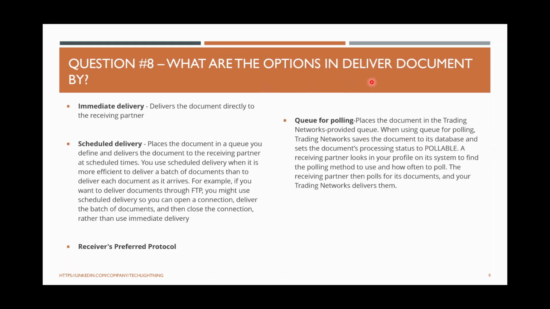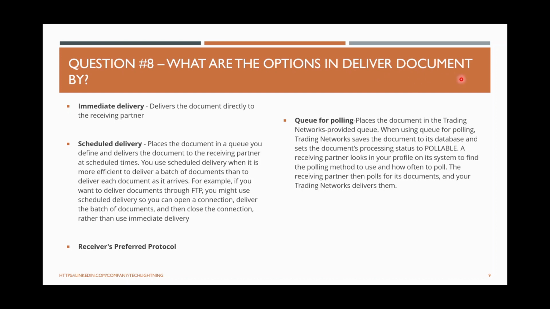What are the options in deliver document by? So this one, where do we have it? Whenever a processing rule is invoked and we have received a document for a specific sender and receiver, and also we have identified the document type, in the processing action we will specify the deliver document by. So how do you want to deliver the document?